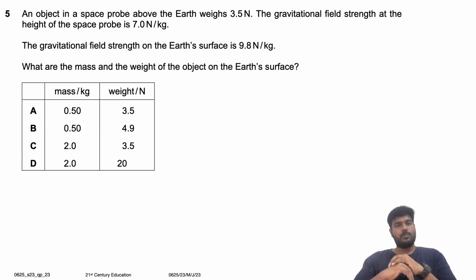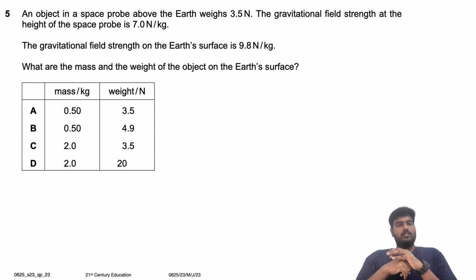An object in a space probe above the earth weighs 3.5 Newton. The gravitational field strength at the height of the space probe is 7 Newton per kilogram. The gravitational field strength on the earth's surface is 9.8 Newton per kilogram. What are the mass and weight of an object on the earth's surface?